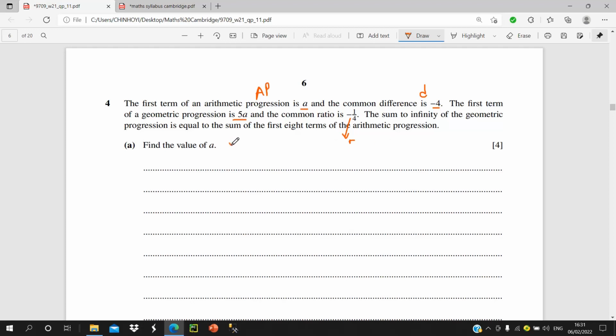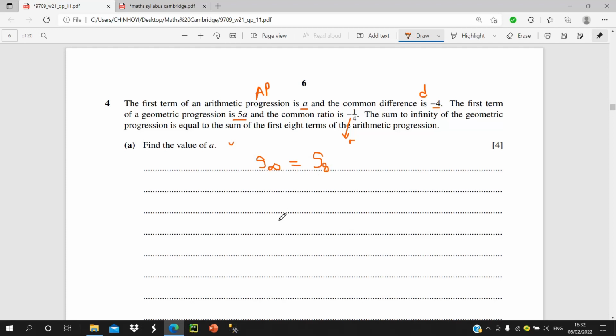So find the value of A. In short, you'll be saying our sum to infinity of a geometric progression is equal to the sum of 8 terms of the AP.